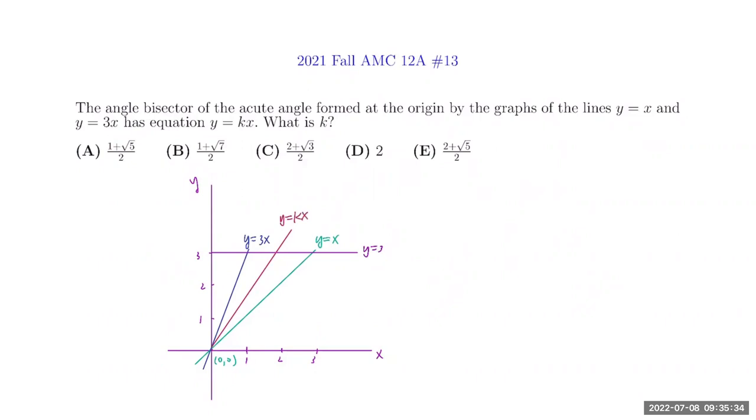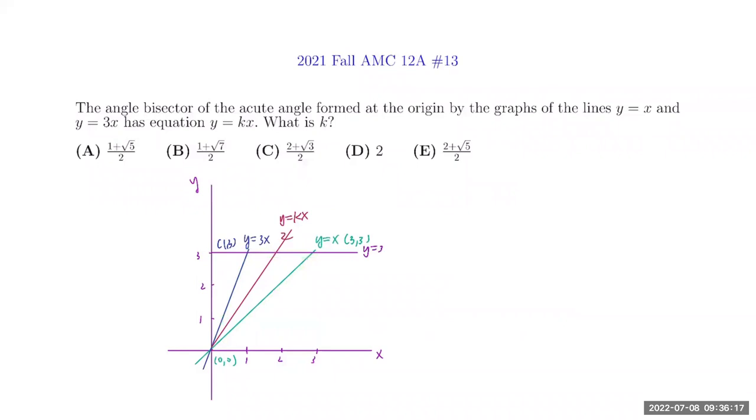Let's see what other points we can notice on this graph. First off, the intersections of y equals 3x and y equals x with y equals 3 are respectively 1, 3 and 3, 3. We also notice that by the angle bisector theorem, the length of this side over the length of this is equal to the length of this side over the length of this. We know that overall the distance between the intersection points is a length of 2.